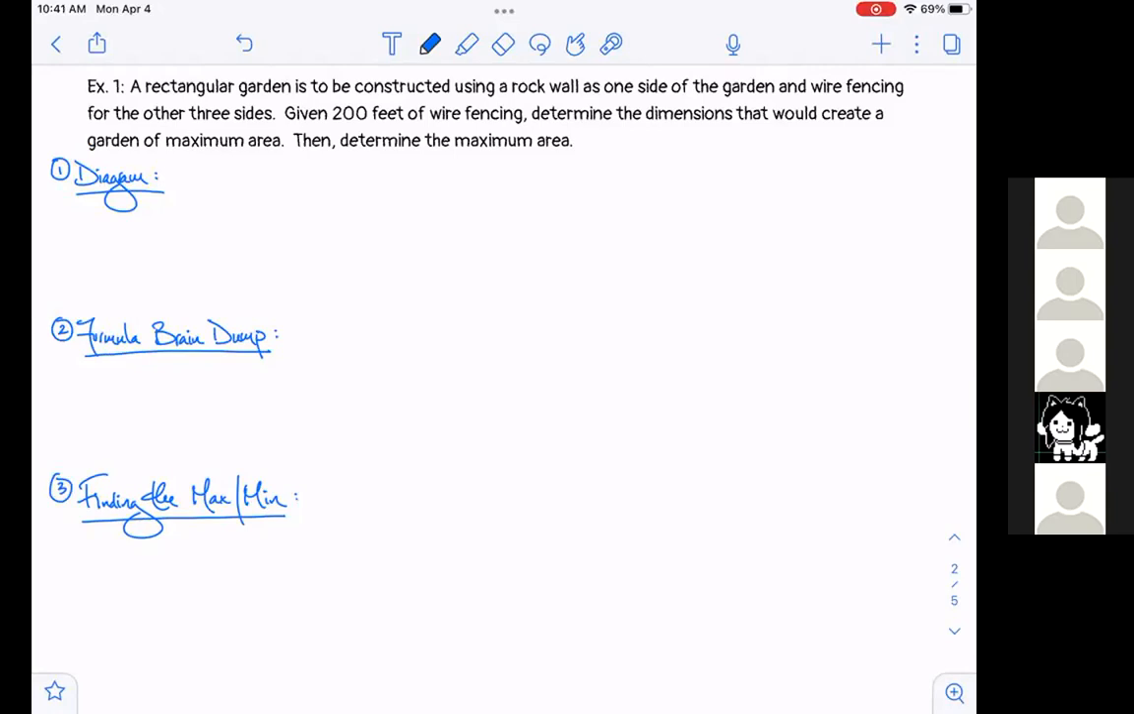Taking this time to sketch a picture. What formulas might we need? Are we looking for the maximum? Are we looking for the minimum?